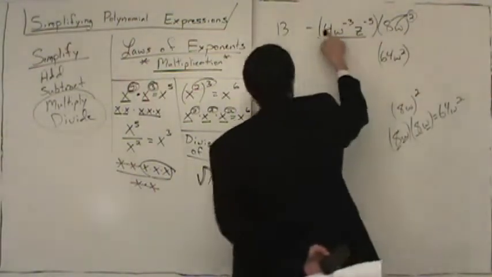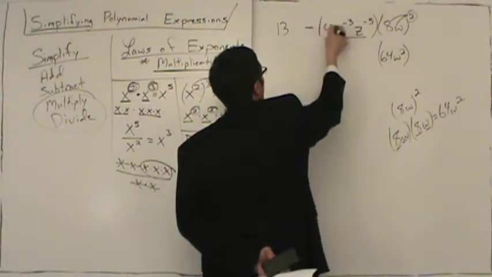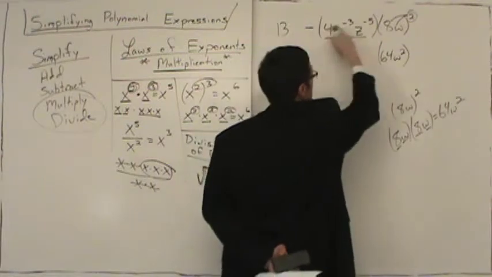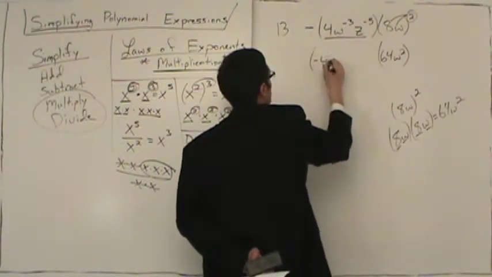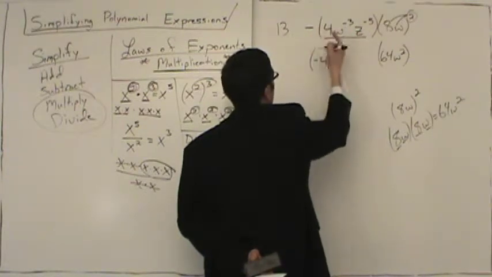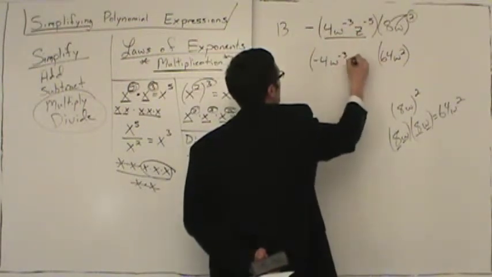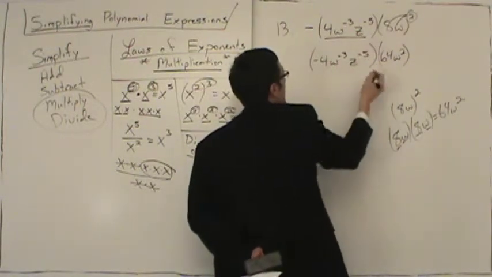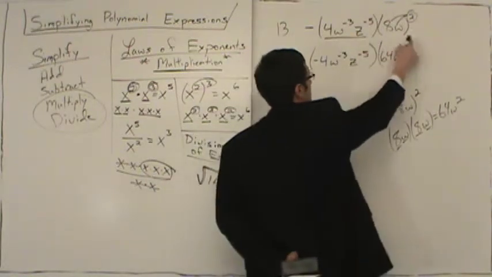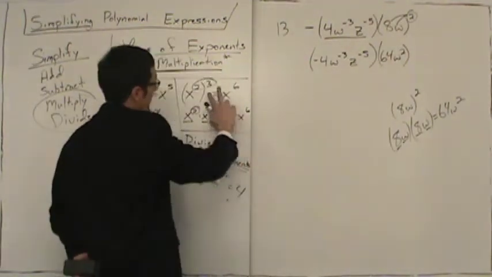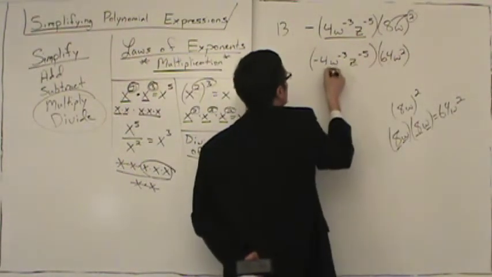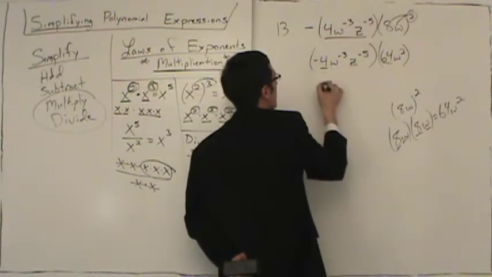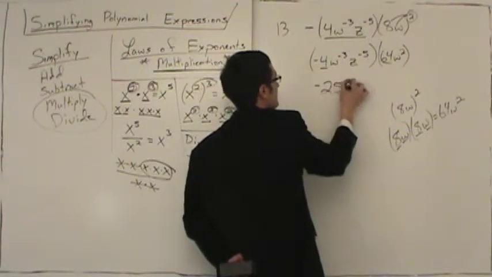Now, here the negative is separate from the 4, but since it's all multiplication, we don't see any addition. We can just connect this as what? Negative 4. Still thinking in our mind the negative is separate. w to the negative third, z to the negative fifth. And now, there are no more exponents on the outside, so we're done with the multiplication rule. We're just looking at addition of exponents now. So let's start with the numbers. Negative 4 times 64, I'll help you out here, is negative 256.